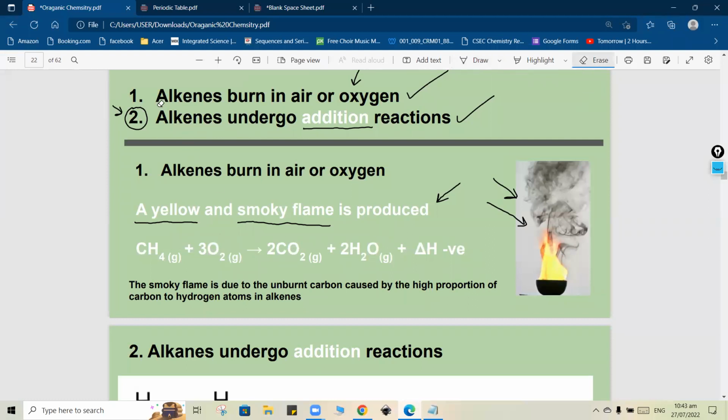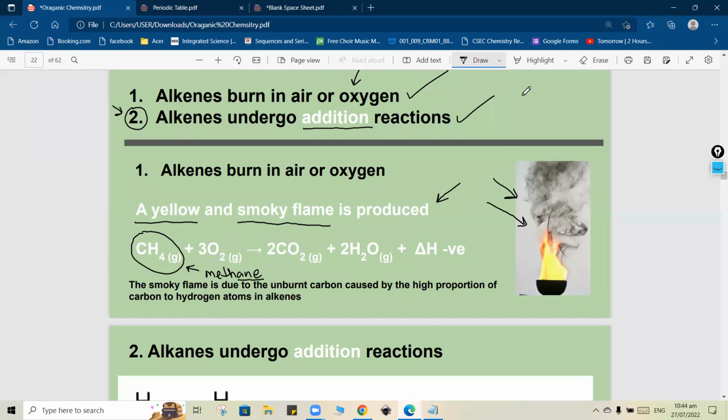Remember, we're dealing with alkenes. So we're supposed to be burning an alkene. Is this an alkene? This is not an alkene. Remember, his name is what? Methane, okay?